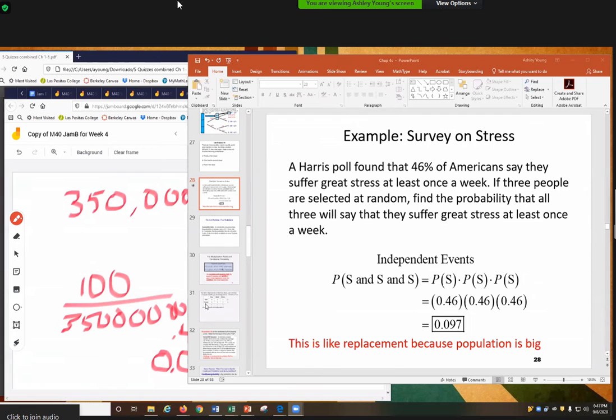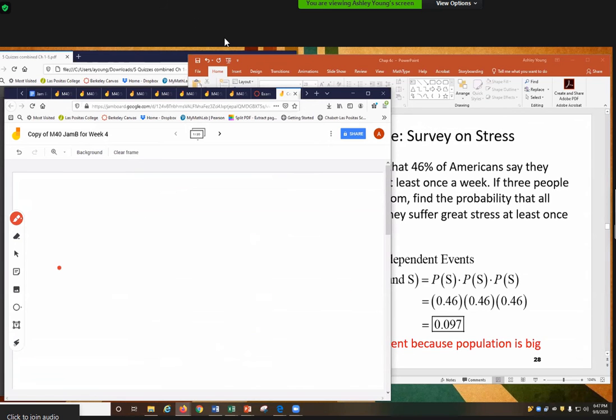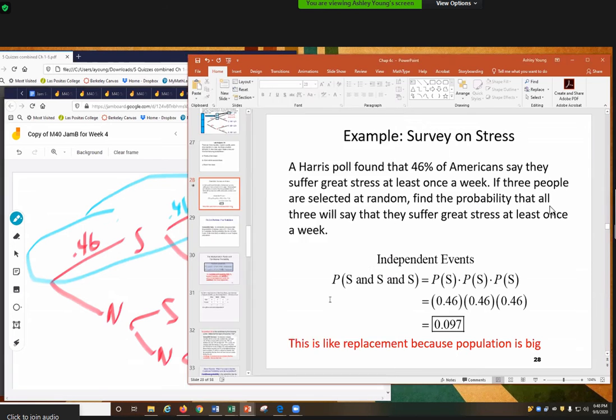You could draw a tree if you wanted to. You don't need to, but it looks something like this. Stress, no stress, 0.46. Stress, no stress. Stress, no stress. We only care about this pathway here. And this pathway here is 0.46 times 0.46 times 0.46. That's all we care about, is that pathway. That all three of them do yes and yes, stress and stress and stress. And that was where we get the 0.097.